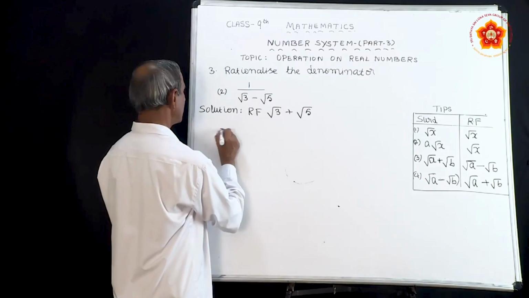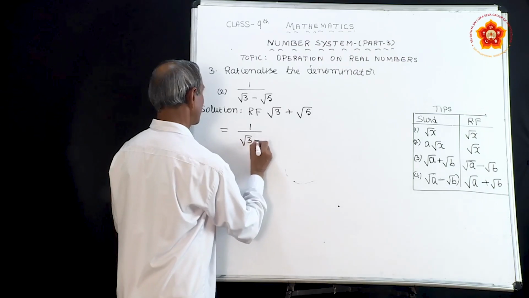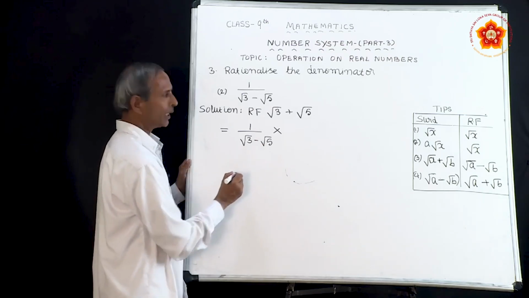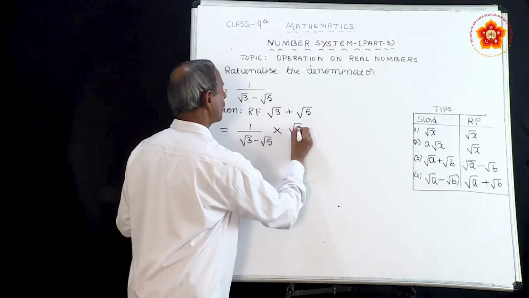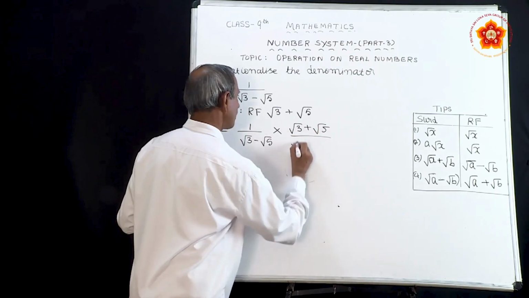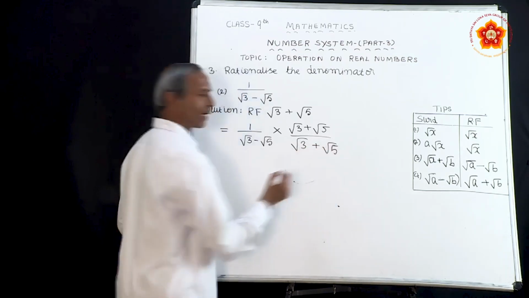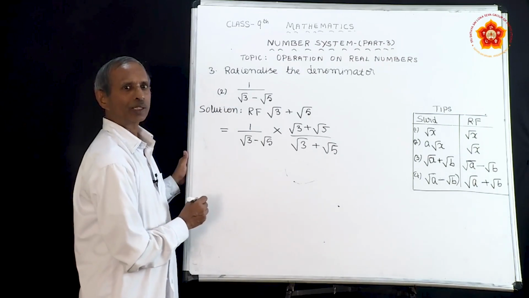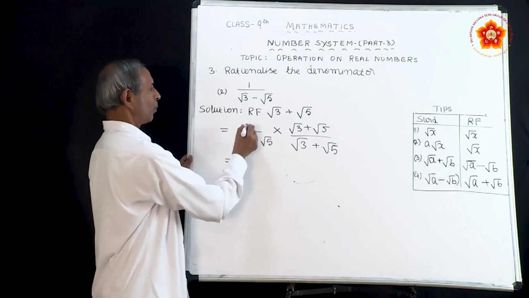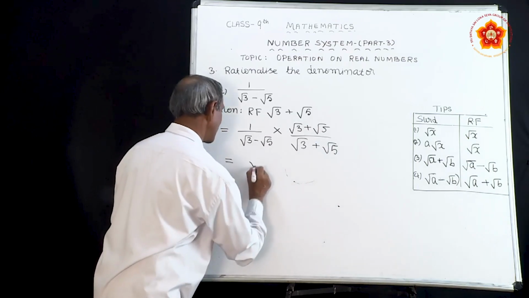Now let us multiply the given expression by its rationalizing factor. Here its rationalizing factor is root 3 plus root 5. Therefore you have to multiply both the numerator and denominator by the same number. When you multiply the numerator and denominator by the same number, its value doesn't change. Now let us multiply. Here 1 multiplied by root 3 plus root 5 gives the same answer. I will write it as it is.